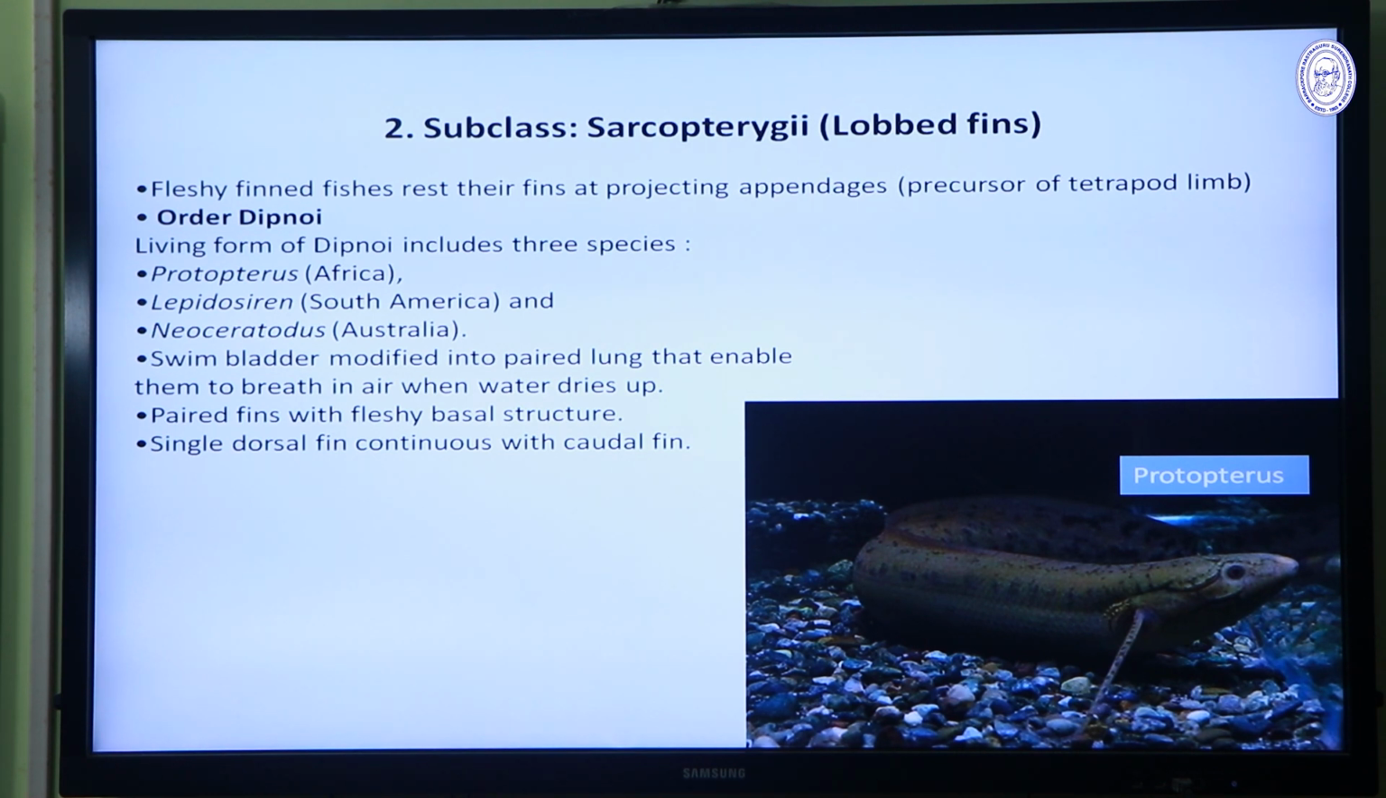So, they are found in hot, humid places where in summer the ponds may get dried. So, they have to move from one pond to another pond in search of water and have to cross land in between. So, that is why they need a lung-like structure to breathe air and to find another pond. Okay.